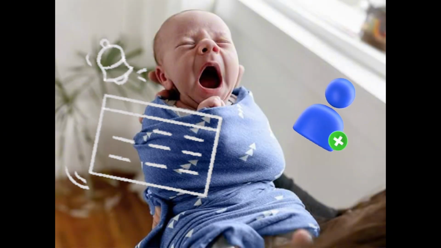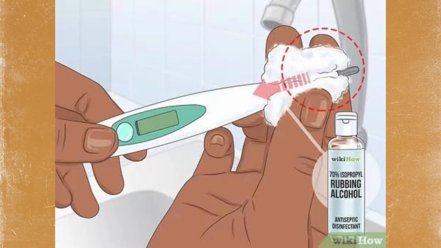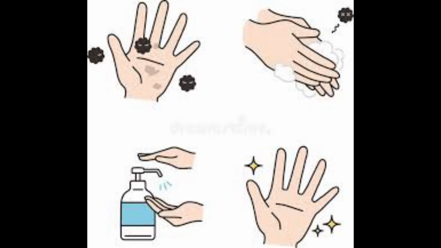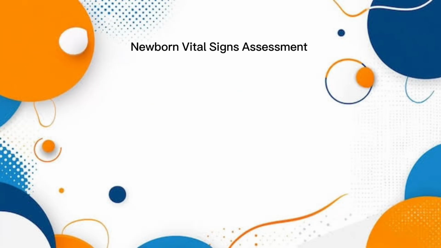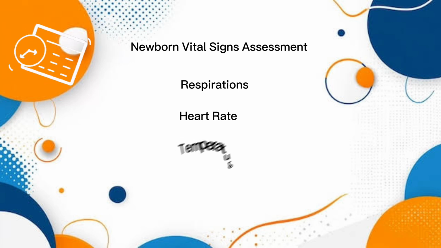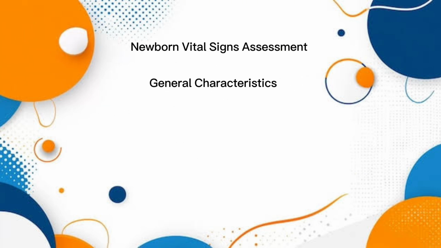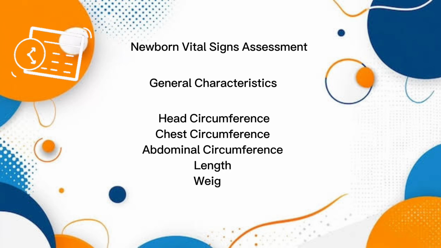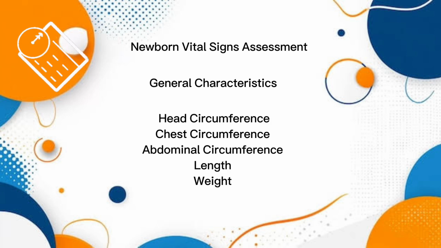Just a reminder, students, sanitize supplies before and after use, and also perform hand hygiene before and after assessments. When collecting vital signs on an infant or newborn, you will want to keep the following in mind. Start with the most non-invasive vital sign first. So here is the sequence for assessing. First is the respirations, heart rate, temperature, and then the anthropometric measurements, which are the head circumference, chest circumference, and abdomen, and then the length or the height, and then lastly, the weight.